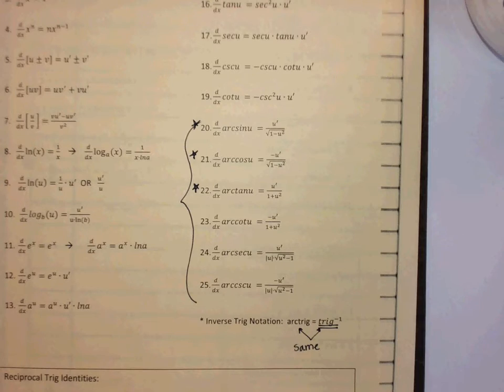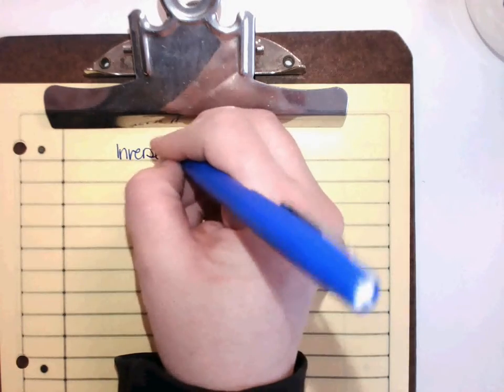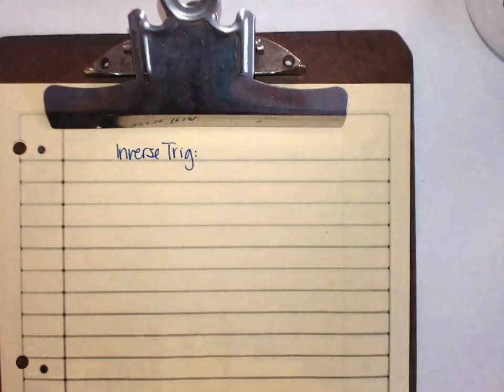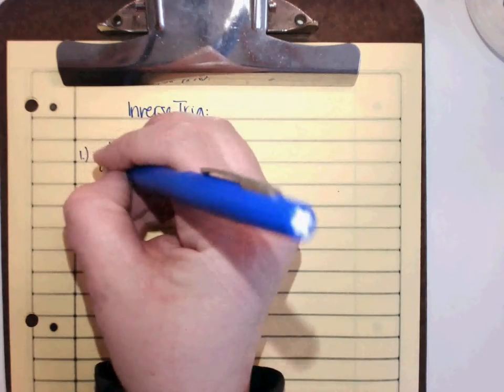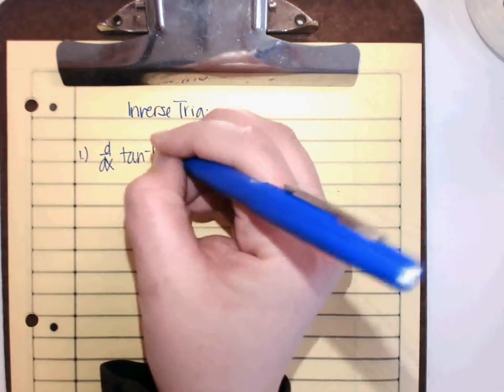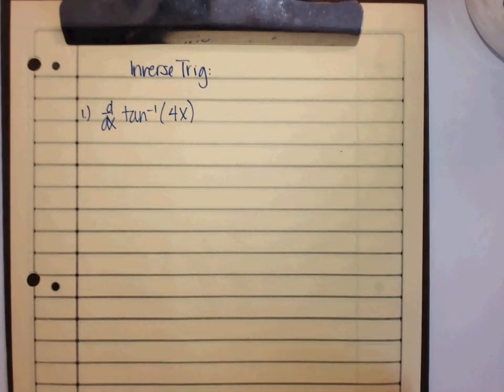We're gonna do a couple of practice derivatives. You can label this inverse trig. So the first little practice we're gonna do is the derivative of inverse tan 4x. Okay, so ready? You're going to look at your rules sheet. I'll put mine up here, and I'm going to write the rule down on my paper.